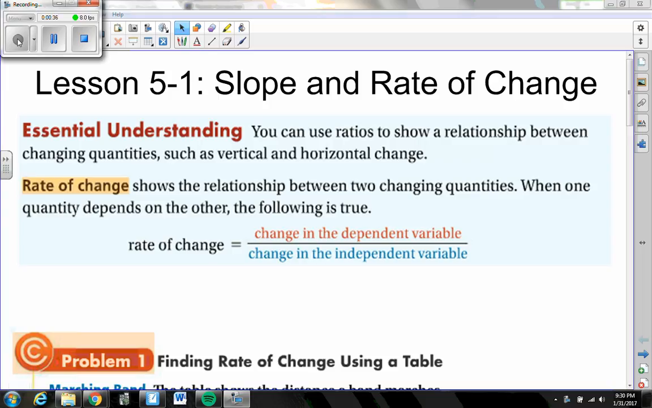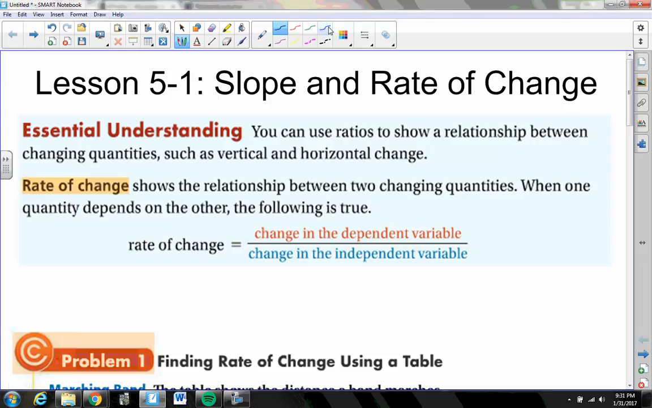So rate of change shows us the relationship between two changing quantities. And it's always a rate, which means it's a fraction. Okay, it's always a fraction. When one quantity depends on the other, the rate of change is given by the change in the dependent variable over the change in the independent variable.